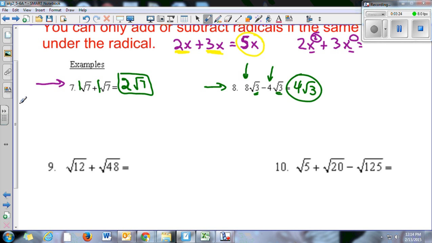Just to show you it works with other things, if I have 10 cube roots of 9 and I want to add to that 4 cube roots of 9, because I have cube roots, and because they both have a 9, then I can add those together and say, hey, I've got 14 cube roots of 9.